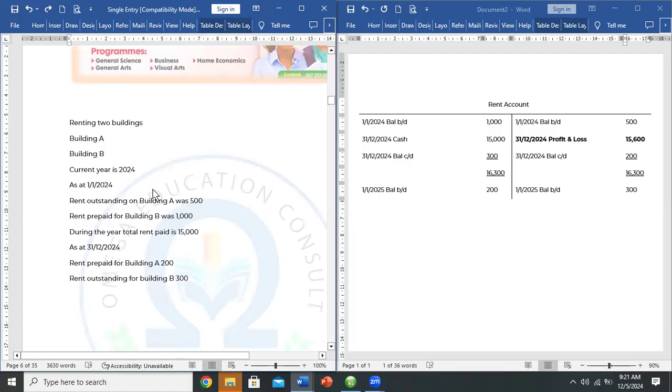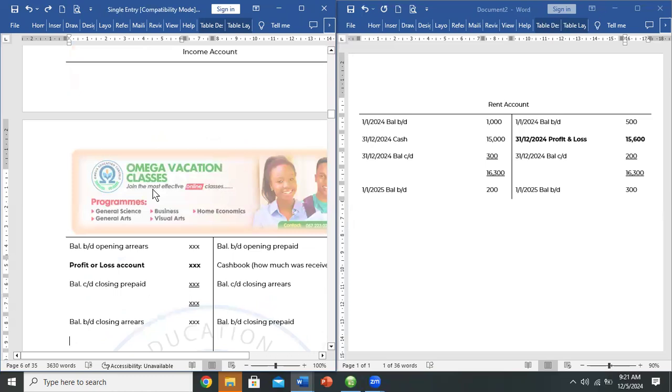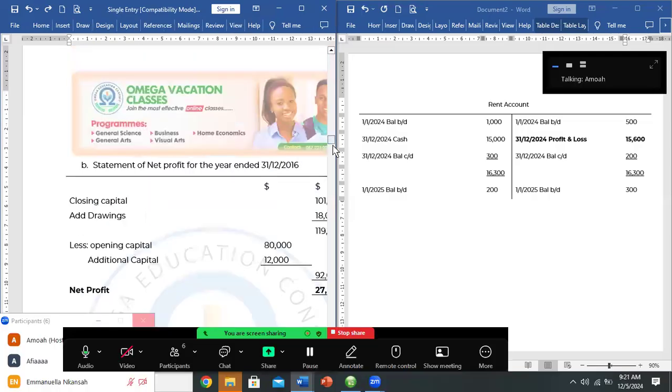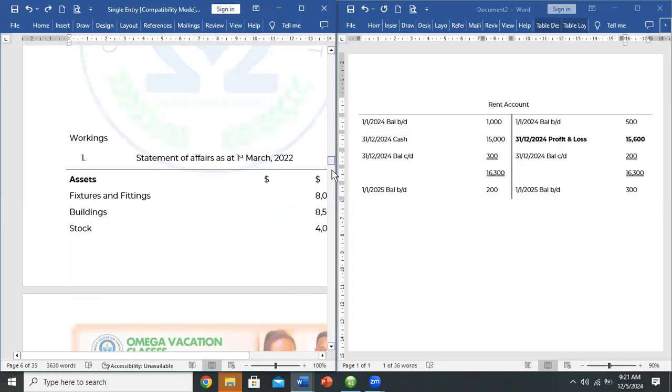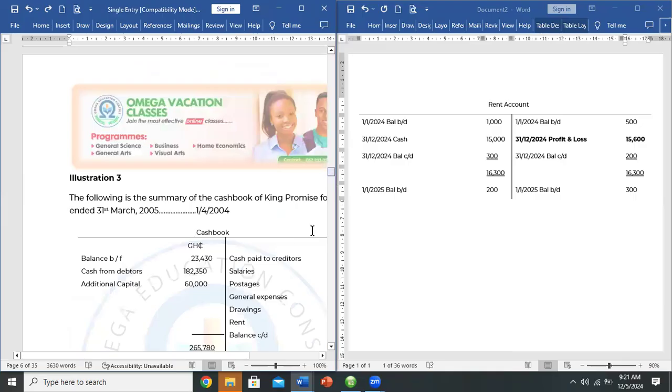Let's take another example, this time in a question, and see how we can prepare the expense account. Okay, let me go a bit faster. If there are more questions, please throw them at me. I'm ready to catch them. Okay, let's take this illustration 3.